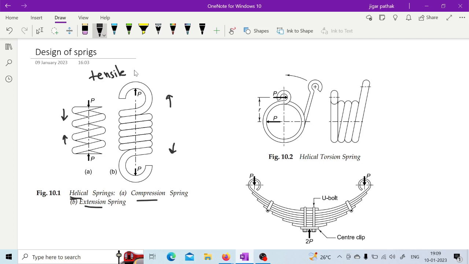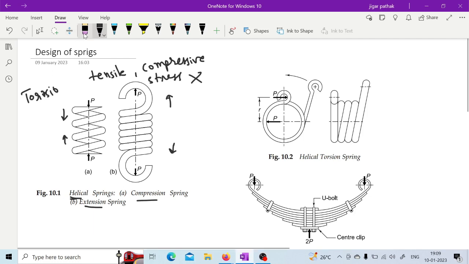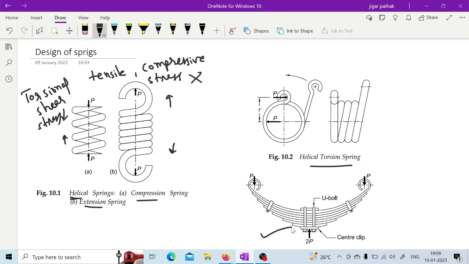Here the spring is not under any tensile or compressive stress. In these helical springs, when load is applied, the spring is under torsional shear stress, so we need to keep that in mind. While in the helical torsion spring, or the leaf spring you may have seen in the suspension system of trucks, the spring element experiences bending stress. The master leaf of the leaf spring or the helical torsion spring experiences bending stress.